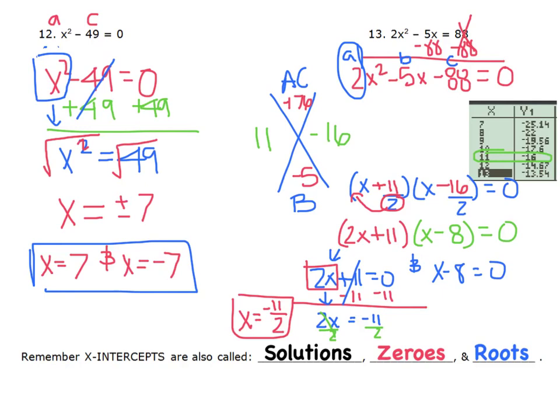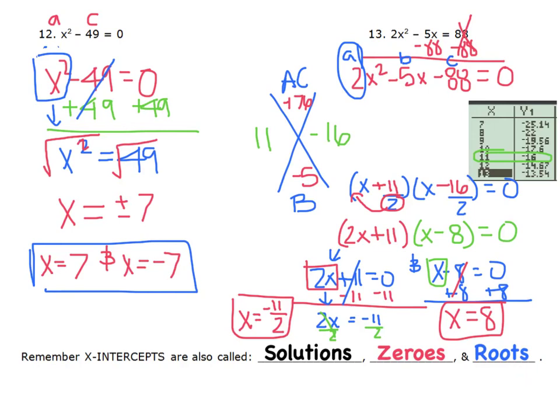And let's work out the second one. Box the x. I'm going to add 8 to both sides because it was negative. Cancels out. X equals positive 8. So there are my two answers for the last problem. Remember, okay, x-intercepts are called three different things. They are known as solutions, zeros, and roots. And that's basically what we did all today.